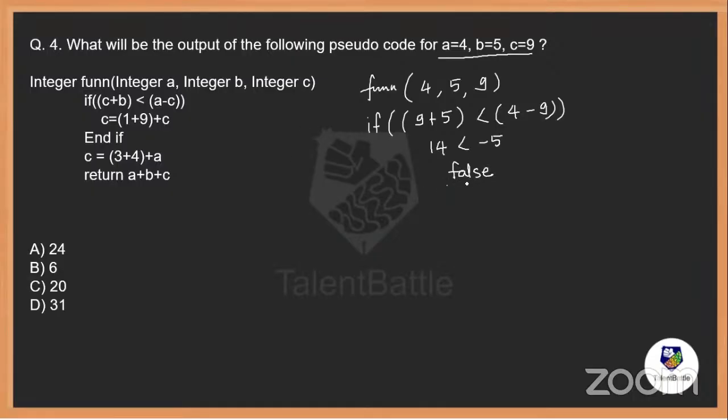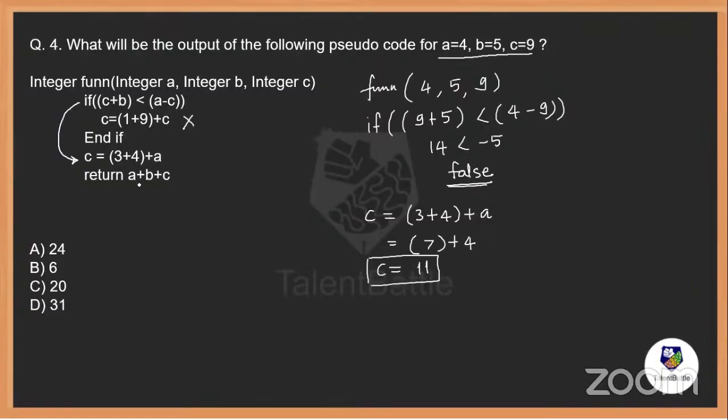As the if condition is giving me false result, my control will get transferred to outside if, means this expression will not work. And this expression will work, that is C is equals to 3 plus 4 plus A. Now 3 plus 4 is 7. 7 plus value of A, which is not modified. So current value of A is 4. So this will give me 11. So value of C is modified to 11.